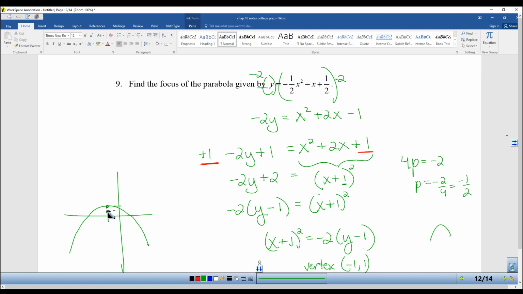So it's down a half from there. So what is that point? Well, its x coordinate didn't change, so it's still at negative 1, but instead of being up here at 1, it's down to a half. This is my focus. But notice that even though this time I didn't ask for vertex, p, directrix, everything else, I just asked for the focus, it doesn't mean you can suddenly skip all those steps. Those steps are really important.